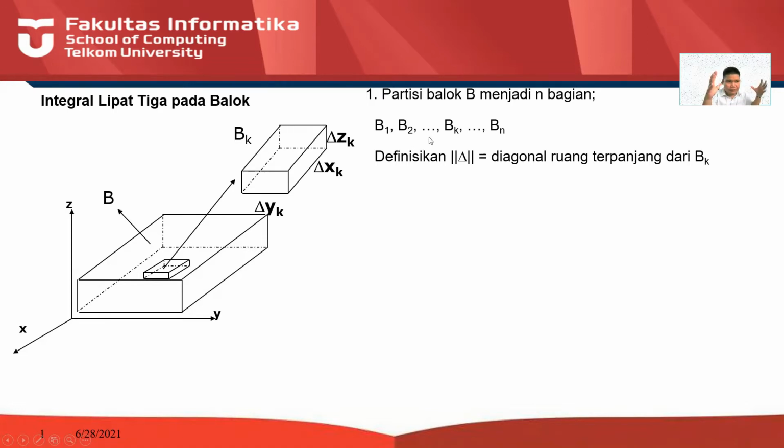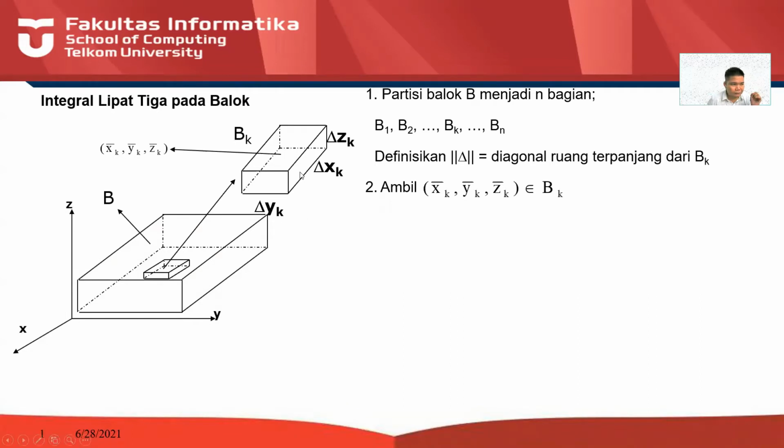So the big box B, we first make a partition into smaller boxes from B1 until Bn. Then we define the largest diagonal, which is the norm of delta. This is a notation that denotes the longest diagonal in the partition.